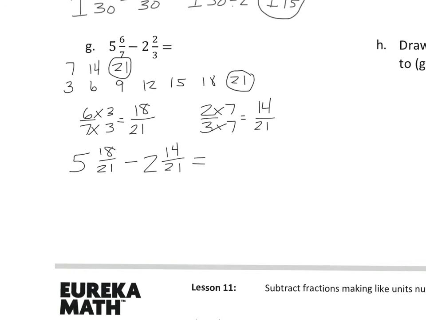And now I'm going to just subtract my whole numbers. 5 minus 2 will give me 3. And then 18/21 take away 14/21 will give me a like unit of 21sts, and then the numerator would be 4. And let's circle this as our final answer. All right, let's move on to the next page.